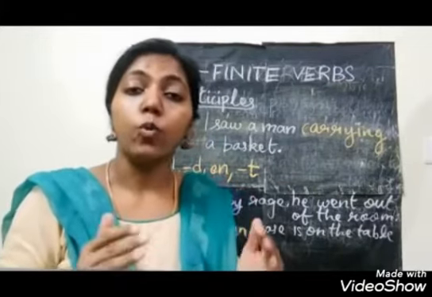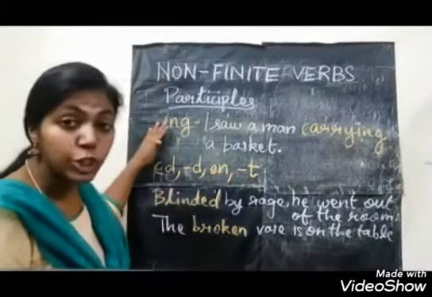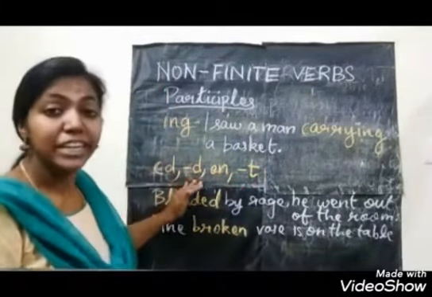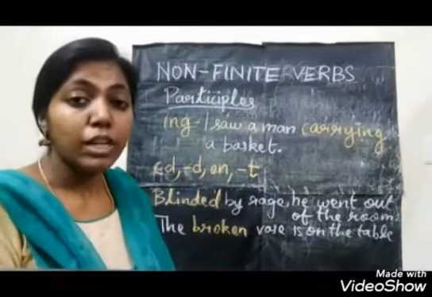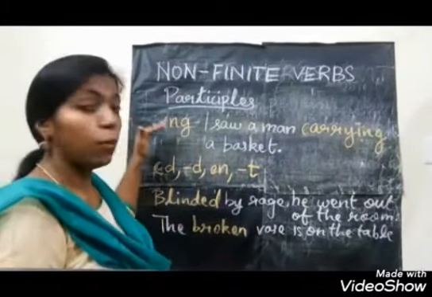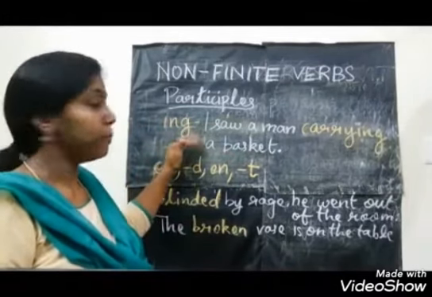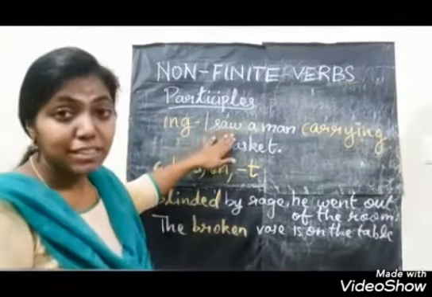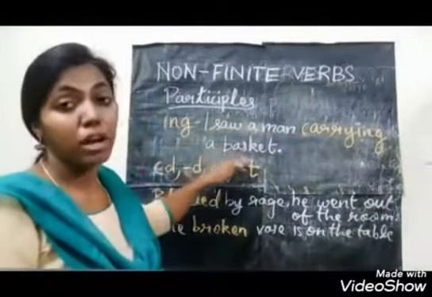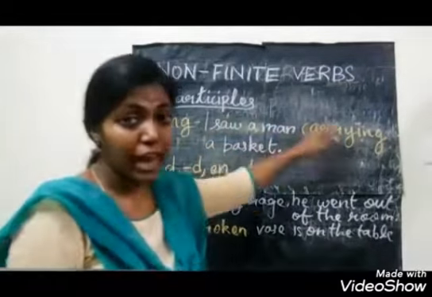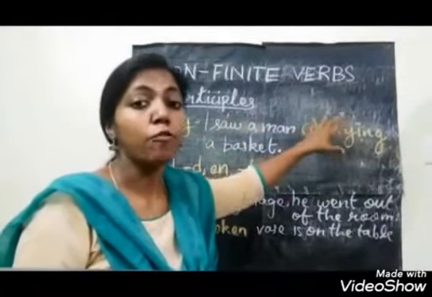Participles are the verbs that can end with ing, ed, d, en or t. Now let's look at the verb plus ing. Okay, verb plus ing. Look at this example. I saw a man carrying a basket. Here the verb is carry plus ing, carrying. So this is a non-finite verb.